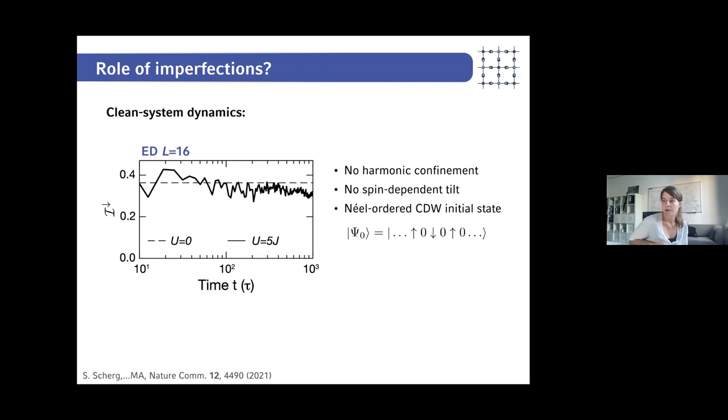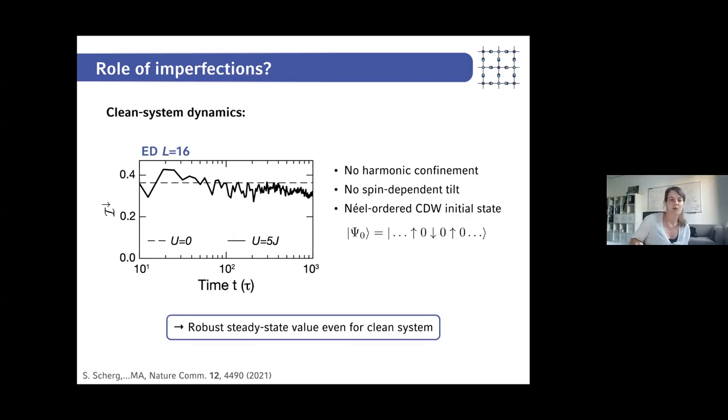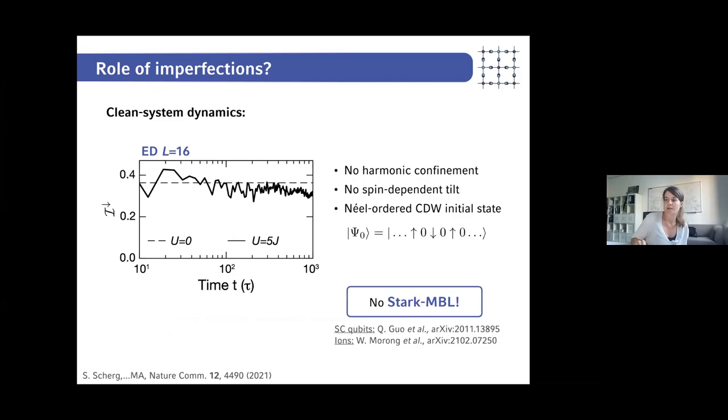Now, for simplicity, here I show simulations where we have an ordered initial state, with spin ordering similar to a Neel state and the charge density wave. But it's extremely robust, even if we go to much longer timescales in ED. And this told us that what we are seeing in our experiment, at least in combination with this numerics, is not really what we expect from Stark MBL, because we don't have any inhomogeneity, any small amount of disorder in the system. So the question is, why is it so robust?